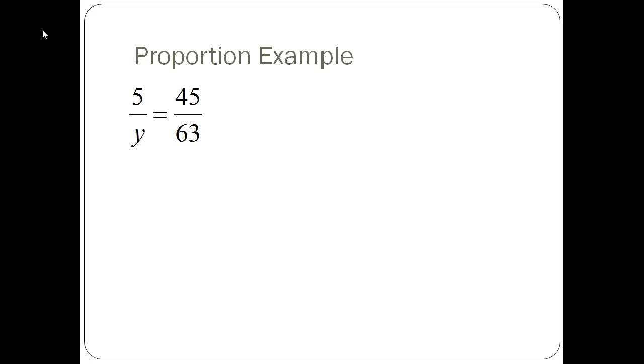Example of a proportion. Here we have 5 over y equals 45 over 63. Now, you may have experience with this. I certainly hope you've seen these before. We're solving for y. We don't know what it is. And we're going to use this trick called cross multiplication, which is simply multiplying along the diagonals. So I'm going to multiply the y by the 45 and the 5 by the 63, multiplying diagonally across, which gives me something that looks like this.